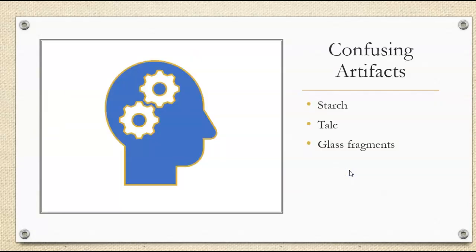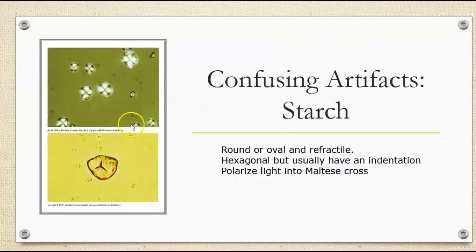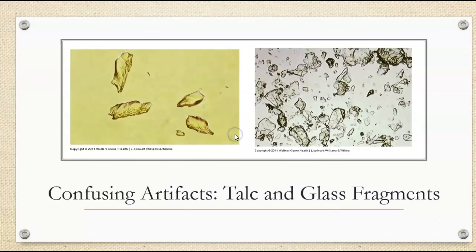Other confusing things that we can see: starch, talc, and glass fragments. These are starch, and they often will polarize the light to have that Maltese cross look. They're usually uneven and very refractile, and they can have an indentation and a very dark outline. So when in doubt, when you are identifying structures in the microscope, if it's got that real black outline and it's not a crystal, it's most likely an artifact.